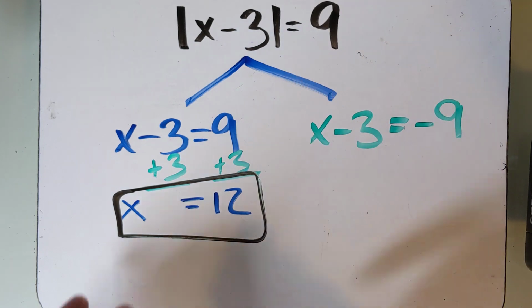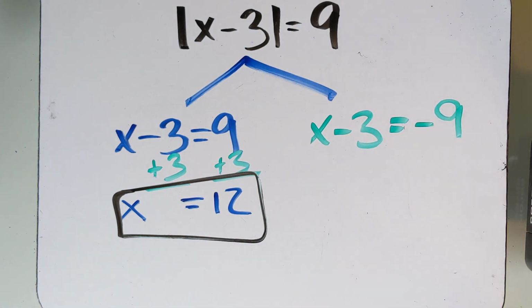So 12 minus 3 is 9. I could go ahead and solve that just to double check it, and that would be true.